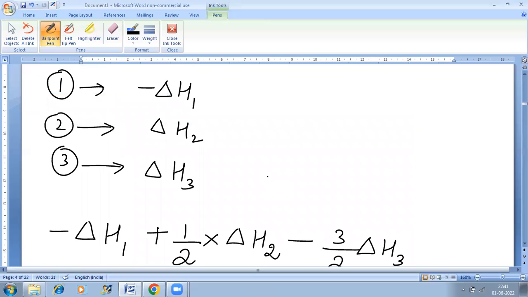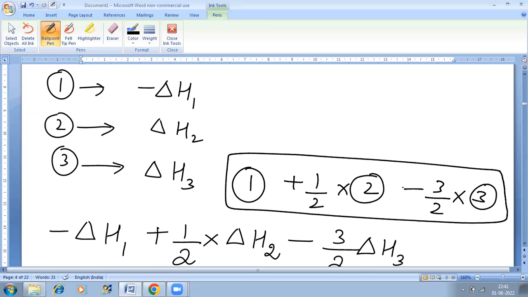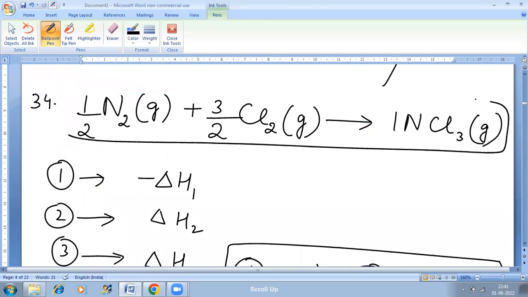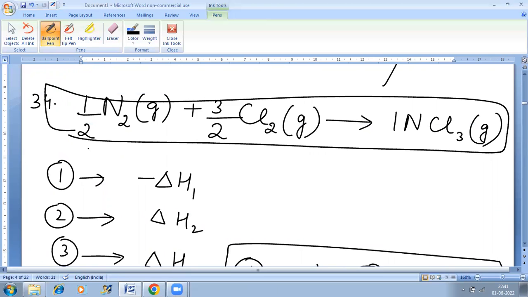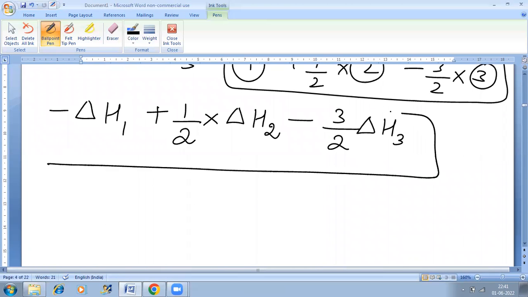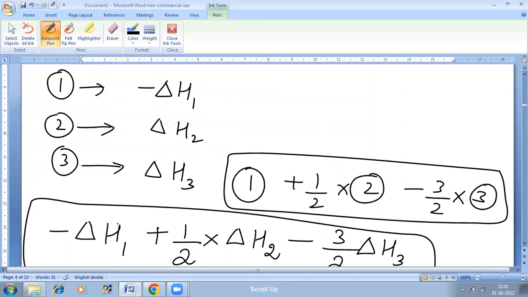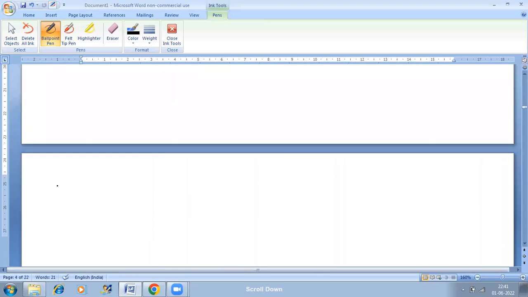That means equation 1 plus half of equation 2 minus 3 by 2 into equation 3. If I perform this operation, I'll get this equation. And hence the correct answer is this, which is option A. 35th.